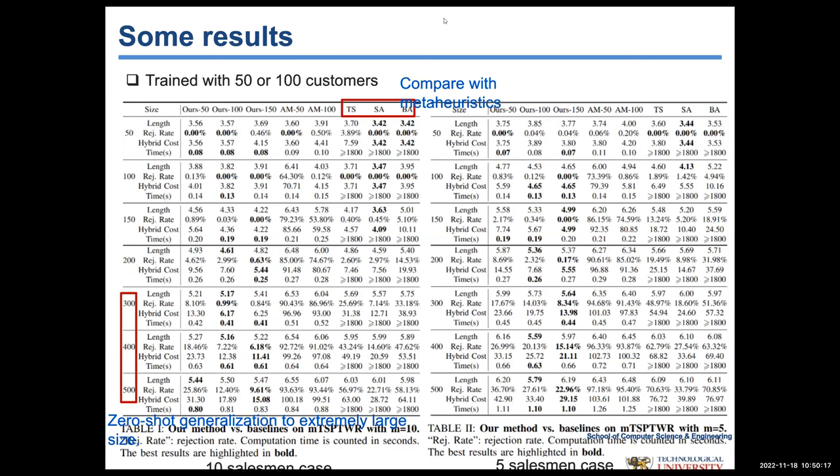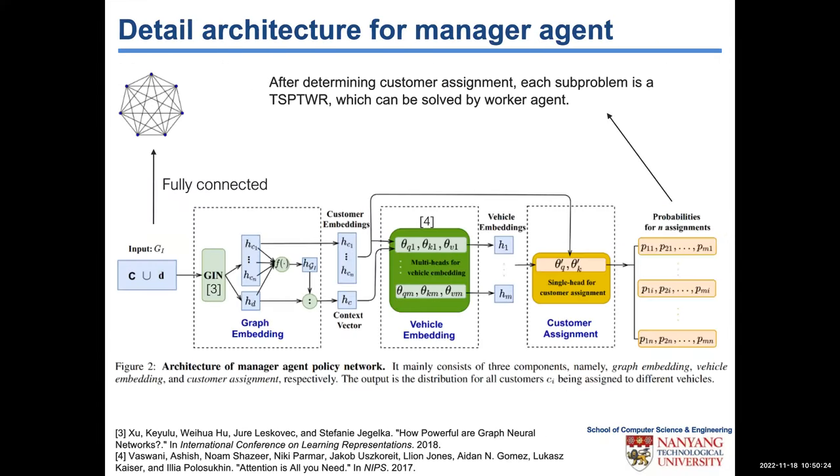For the state, let's use the manager agent as an example. So the state is actually the fully connected graph. For the manager agent, there is no state transition. So this is a one-step MDP modeling. At the very beginning, the initial state is a fully connected graph. And then we pass this graph to a bunch of neural networks, and it learns the probability of assigning each customer, right? Then this is the one-step decision making.